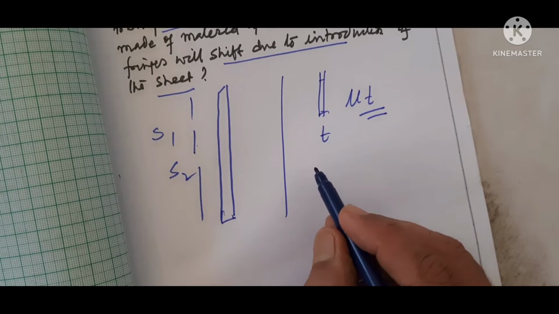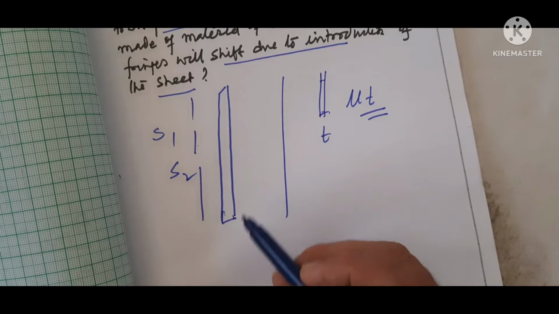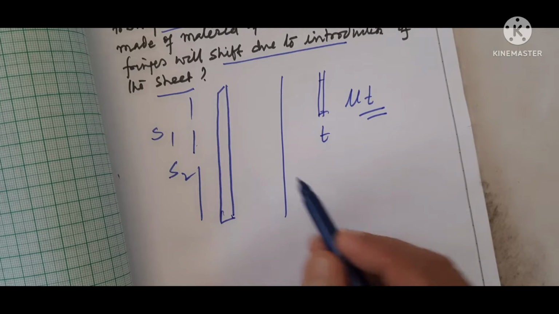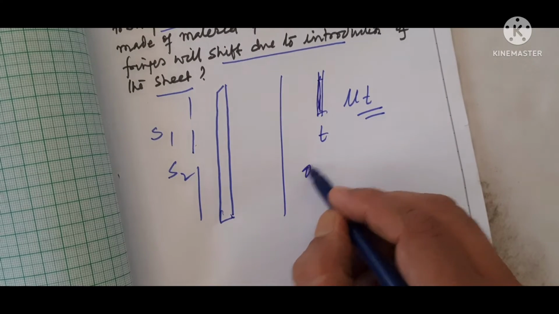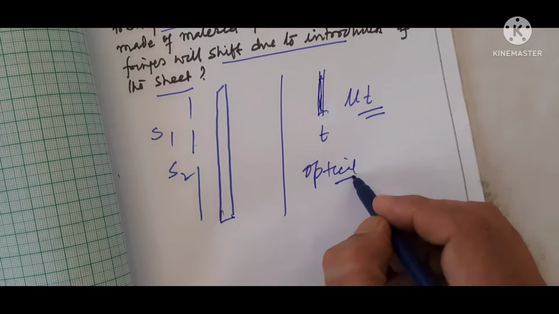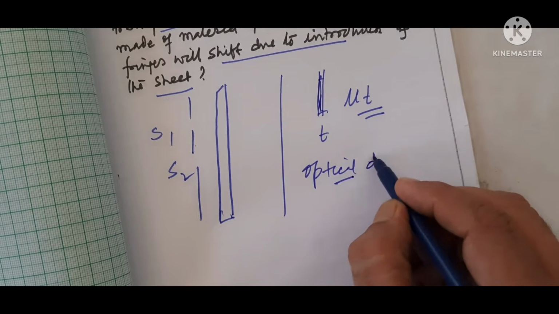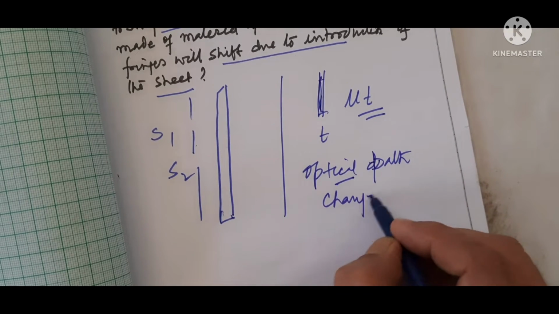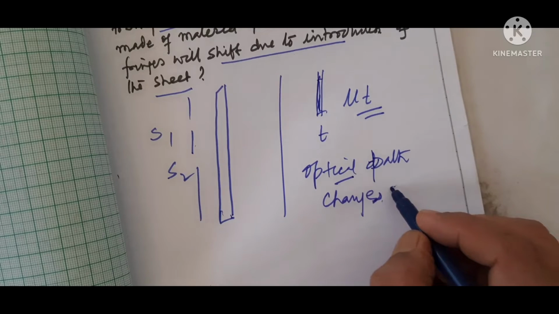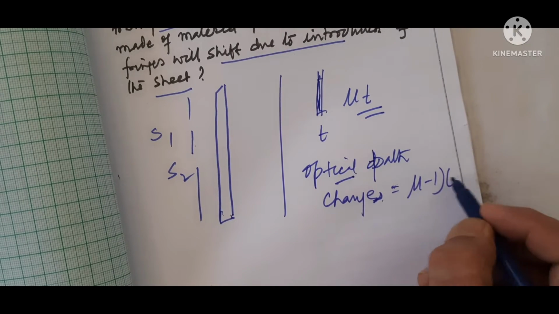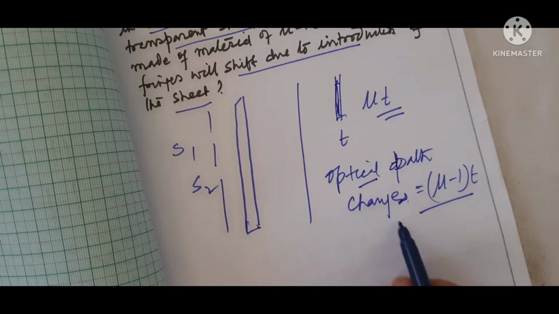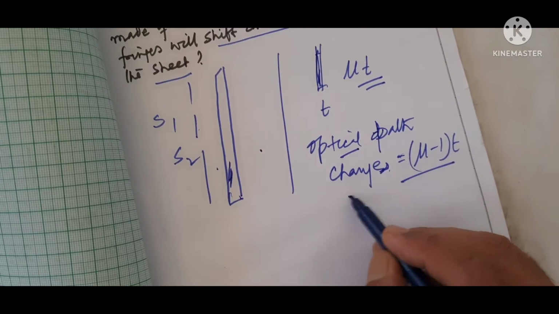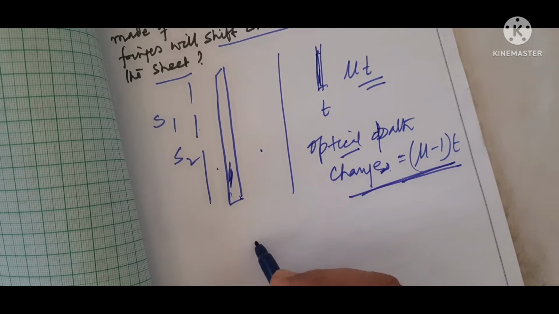When one of the slits is covered with a transparent sheet, then what happens? Air is replaced by the sheet. Hence the optical path change in this case will be mu minus 1 into T. Here the air is also there and your sheet is also there. That's why the optical path change is equal to mu minus 1 into T.